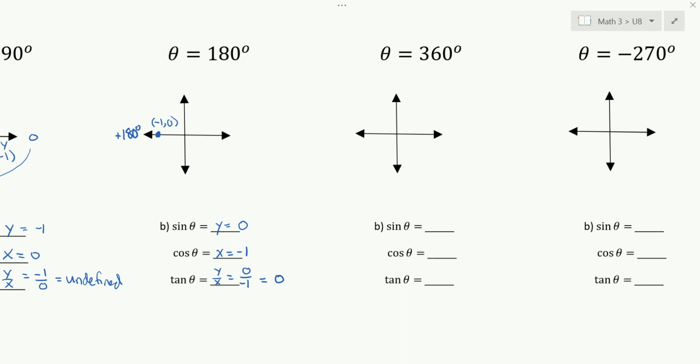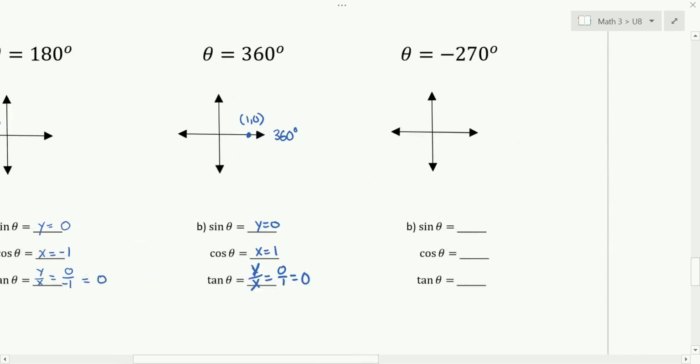Christian, where's that? Positive x-axis, negative x-axis, positive y, or negative y? Okay, positive x-axis. And what is the coordinate of that point? Sine? Good. Cosine? And tangent? Good job. And then the last one, negative 270 degrees. Haley, where's that located? At 0, 1, right here. And what is the sine, cosine, and tangent of that one? Good.